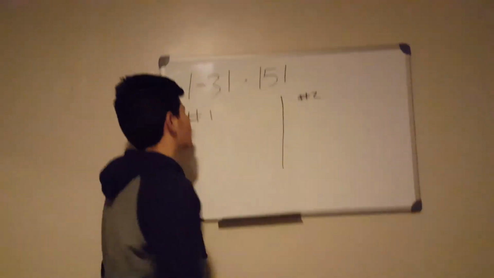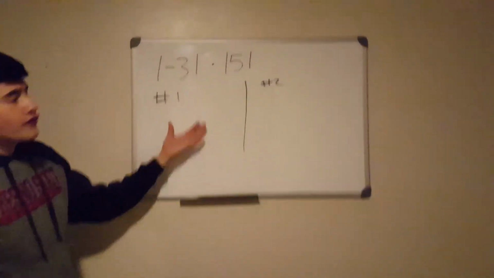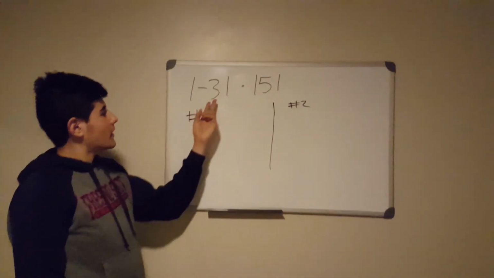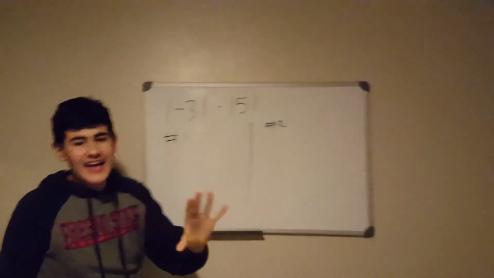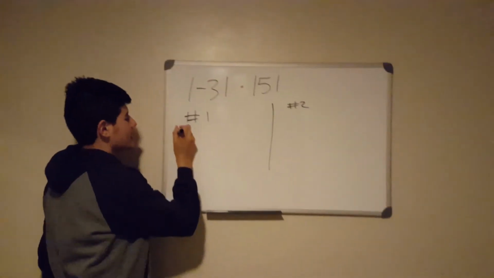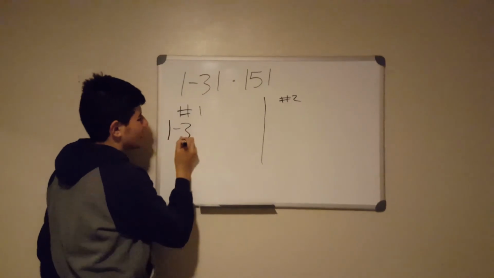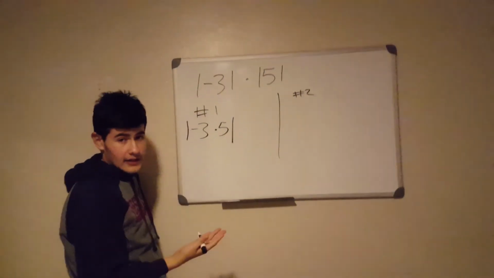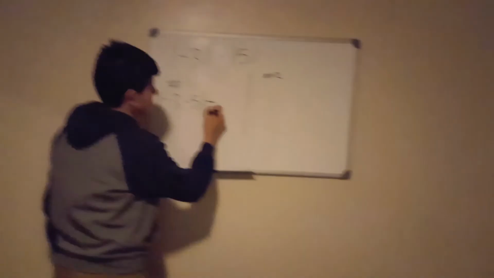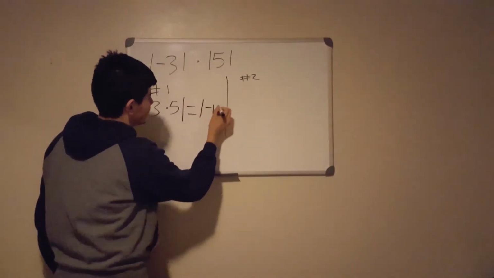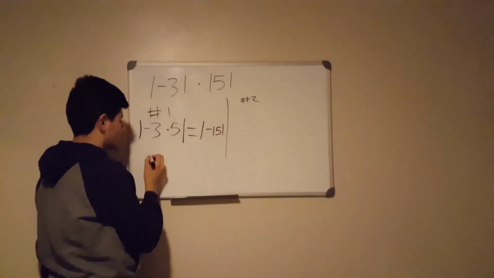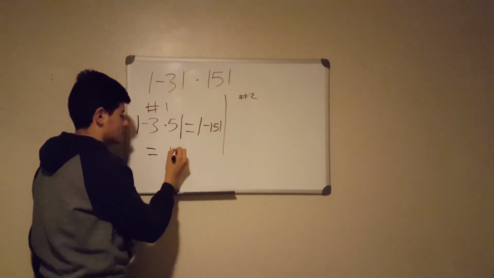I shouldn't do this, it's a small board. Oh well. First way, what you're going to do is multiply the numbers on the inside and then take the absolute value. So basically you're doing -3 times 5 inside of the absolute value, and this would give us the absolute value of -15, which would still be just 15.